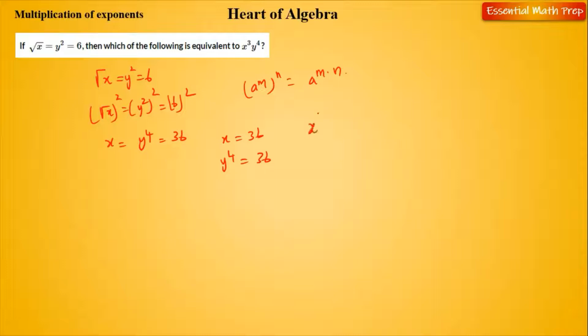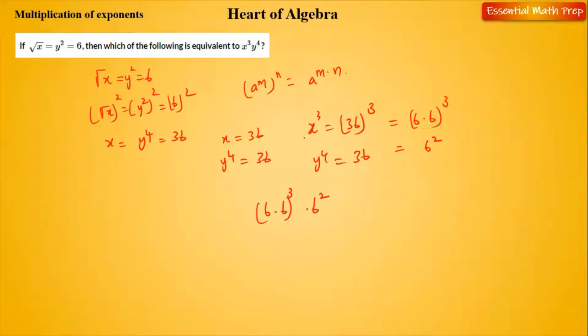So if you cube x, that means it's 36 cubed, right? And y to the power 4 is also 36, right? So I already know that. We can write 36 as 6 squared, so we can write the whole thing as 6 squared cubed times 6 squared, right? Because we're substituting this. This particular problem wants a numerical value, not just substituting the values in place of x cubed and y to the power 4. So this is 6 cubed times 6 cubed times 6 squared, right?